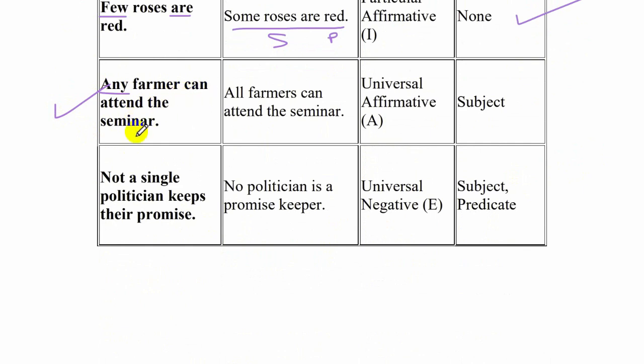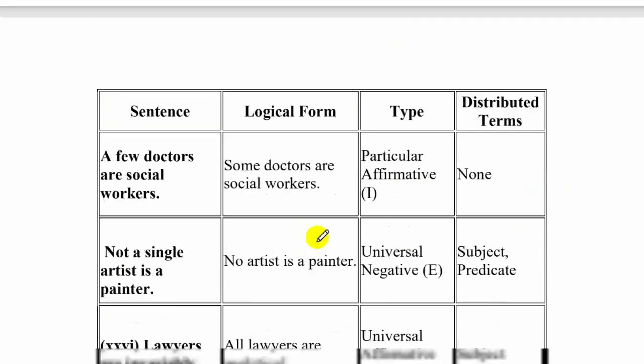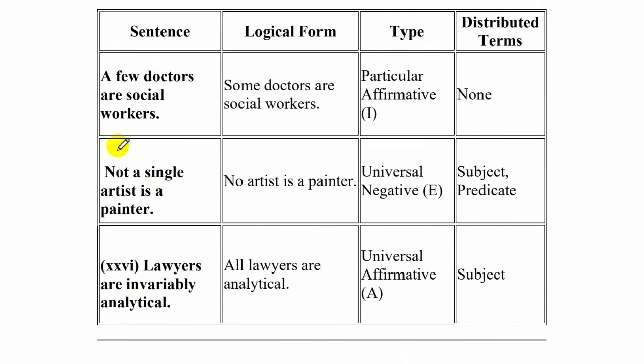Any farmer: "any" means all. All farmers can attend the seminar. So it's a universal affirmative because it is an "all." The subject is distributed, correct. Not a single means no. No politicians keep their promises. No politician is a promise keeper. You can write it like that also. Doesn't matter. No S is P. Universal negative E type proposition, correct. Both subject and predicate are distributed, correct.